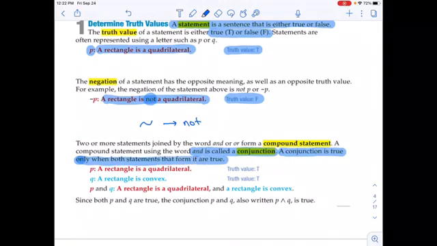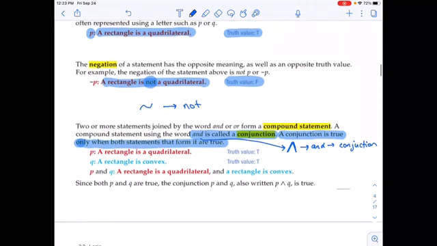Now, shorthand for the word and is actually an upside down V, or you can think of it as a capital A without the line. That is a conjunction. It means and. So if you see any of these words, they all work together. They mean the same thing. So we have an example. A rectangle is a quadrilateral. We already decided that had a truth value of true. We also have statement Q. A rectangle is convex. That is true.